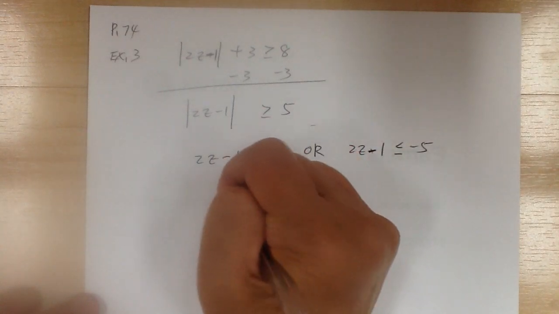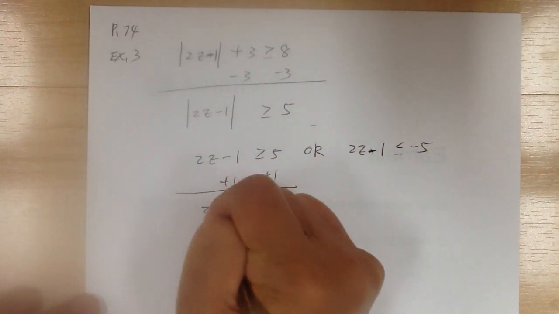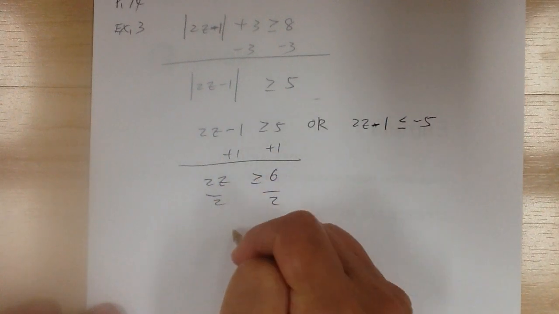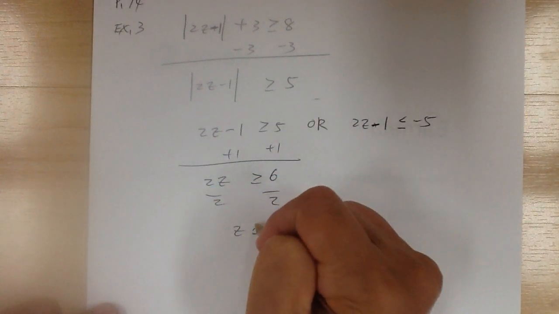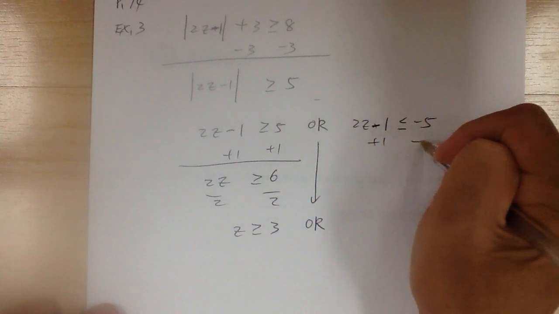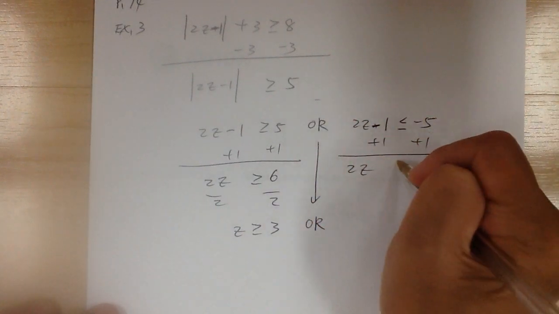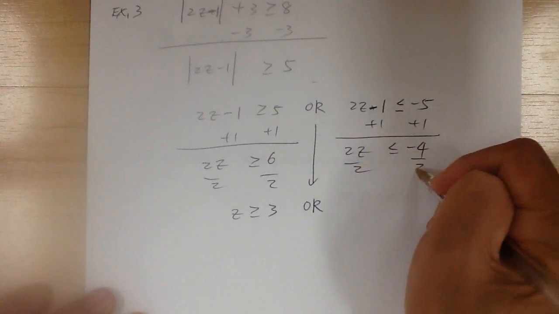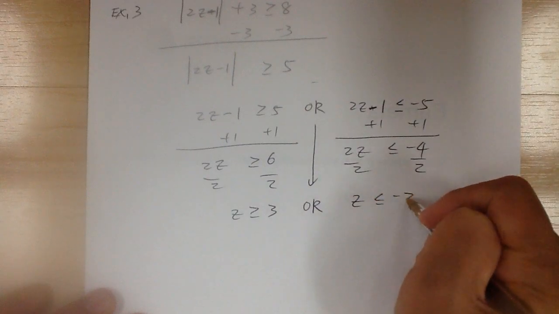Okay, let's go and solve. So plus 1 on both sides. So you get 2z is greater than or equal to 6, divided by 2. So you get z is greater than or equal to 3. And you have the or. And you plus 1 on both sides. So you get 2z is less than or equal to negative 4, divided by 2. So you get z is less than or equal to negative 2.